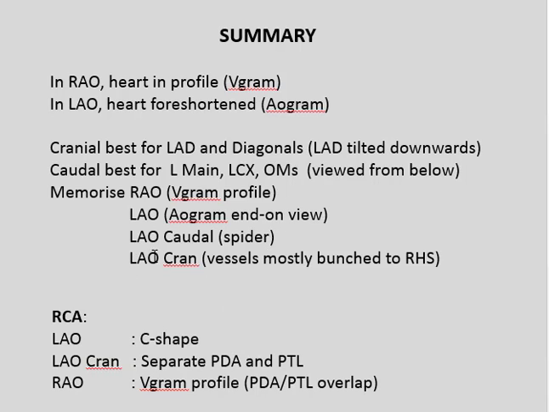And that LAO cranial view that I showed you, the vessels are mostly bunched to the right-hand side, but that's just my interpretation, and it's not always exact, but they'll help you remember. Your right coronary artery, just a quick review. The LAO gives you the C shape, you're looking at the heart end to end. The LAO cranial separates the PDA and the PTL, remember the bifurcation, spreads them out. And the RAO is that ventriculogram profile with the PDA and the posterolateral overlapping as you see the heart in profile in that inferior aspect.